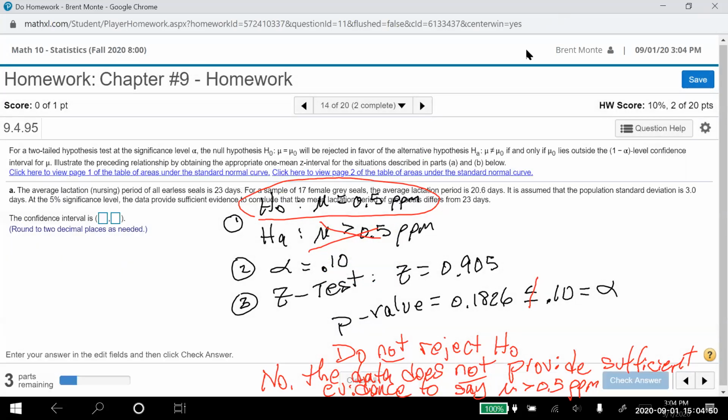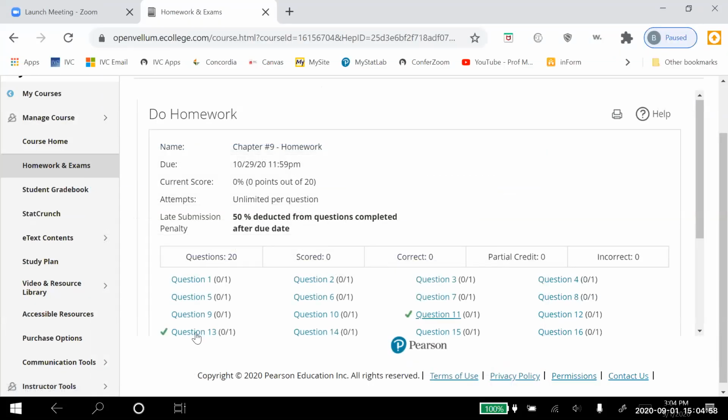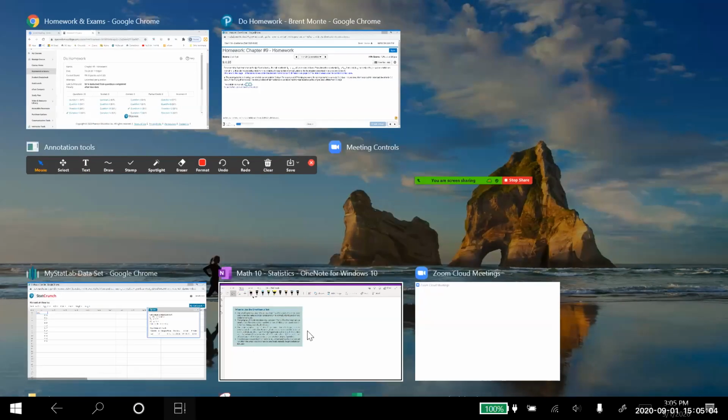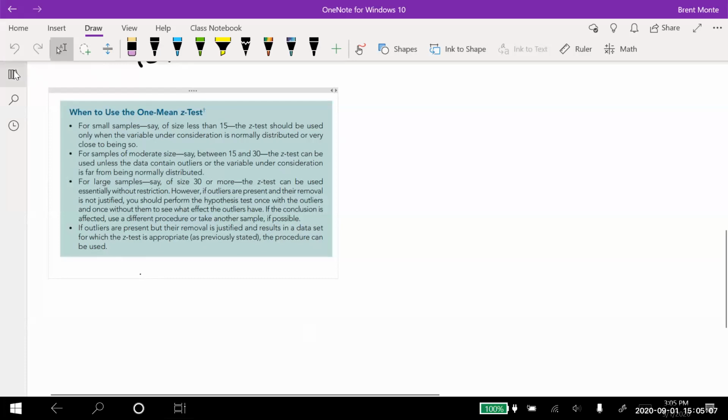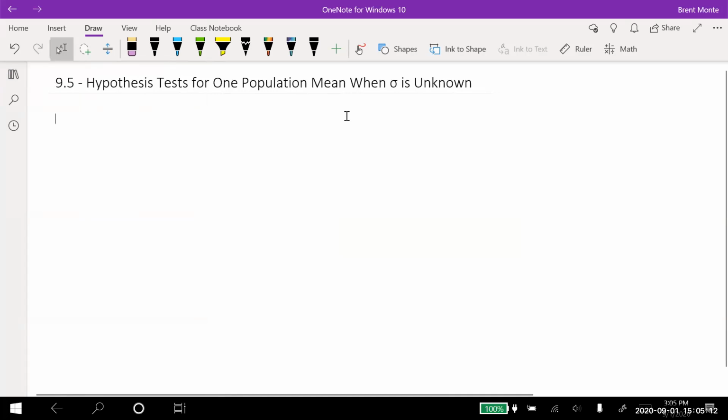What I'm going to do from there, obviously clear all this off. But let's go back. Let's see if I can just lower this down. I'm going to go back and answer. Well, we're going to go into the next section. So that was all section 9.4. Let's go into 9.5. Notice the title is almost identical. Hypothesis test for one population mean, but this time sigma is unknown. So again, when we go in here, assumptions, now this is going to be a t-test.